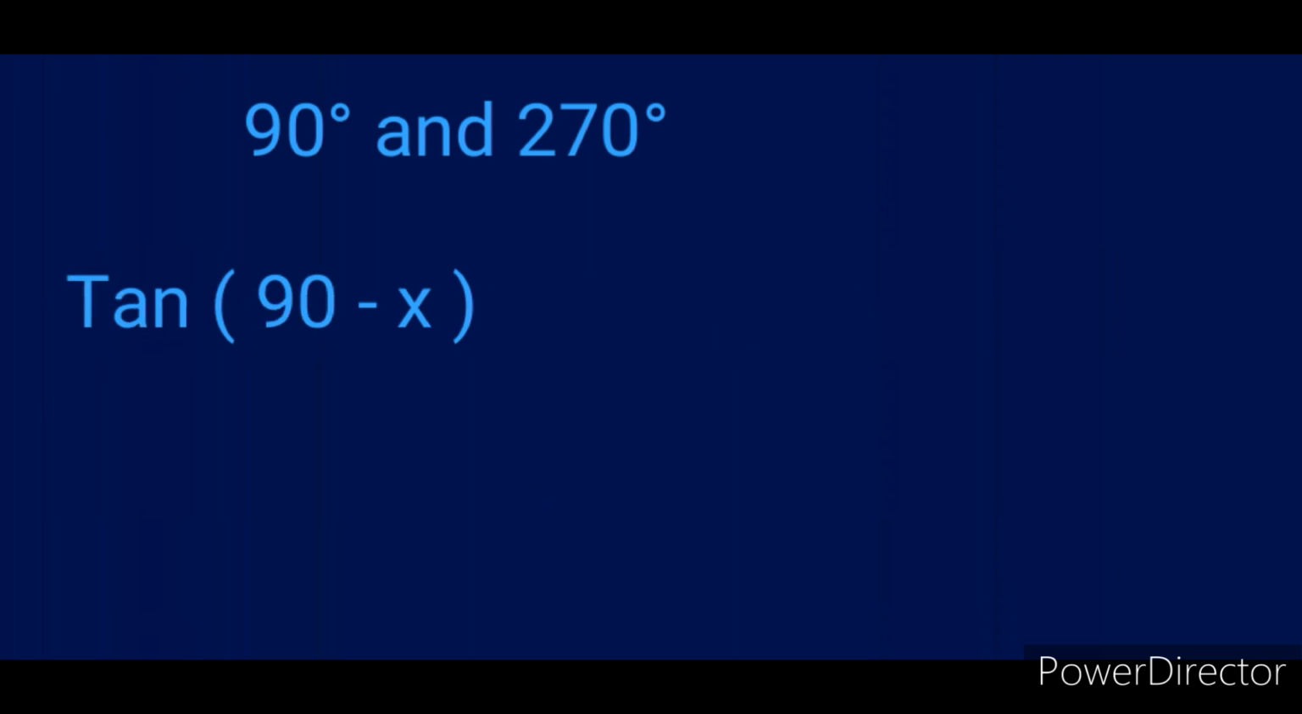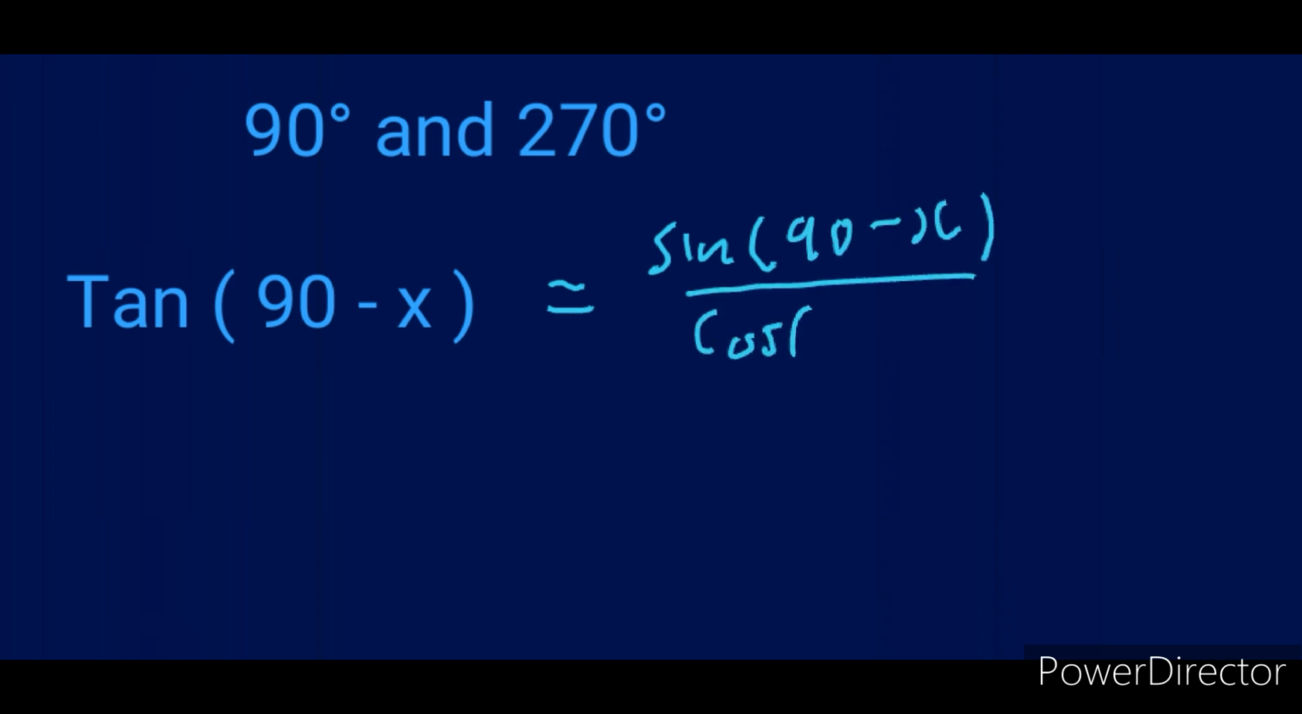So let's look at this. We've got tan 90 minus x. Right here is where a lot of students make mistakes. Whenever you see tan 90 minus x, you first have to change it into sine over cos. So it's going to be sine 90 minus x over cos 90 minus x. We know that sine 90 minus x changes to cos, so it's going to be cos x. And we know that cos 90 minus x changes to sine, so it's going to be sine x. Therefore, this becomes 1 over tan.